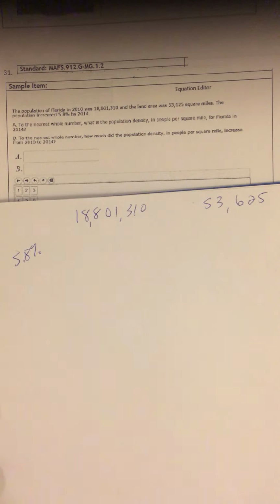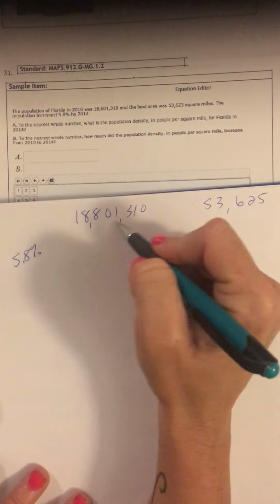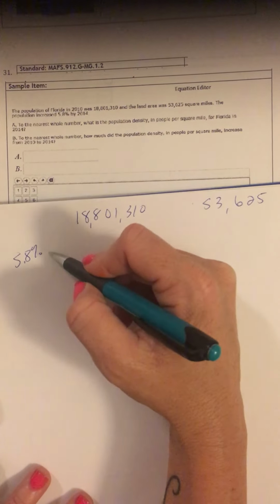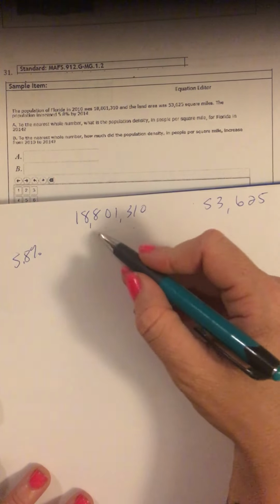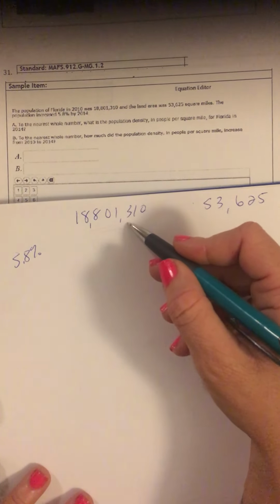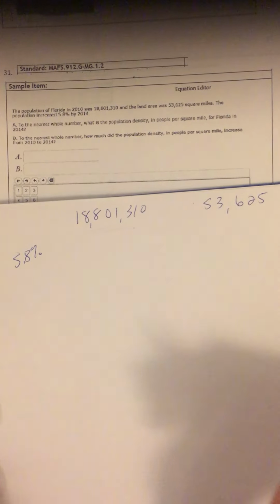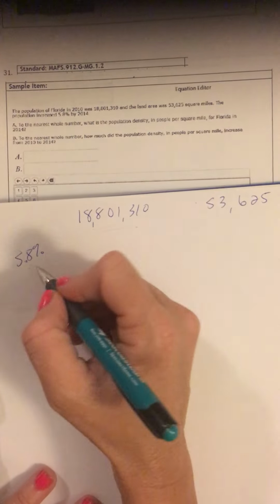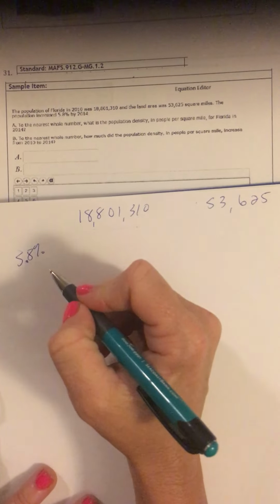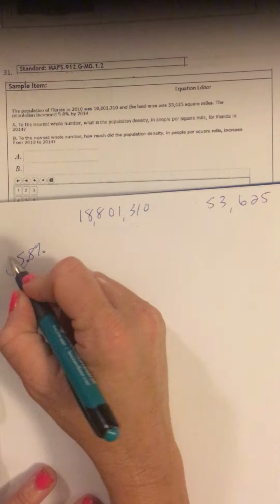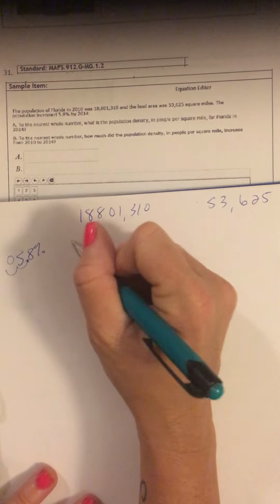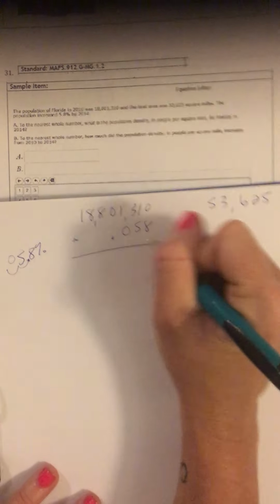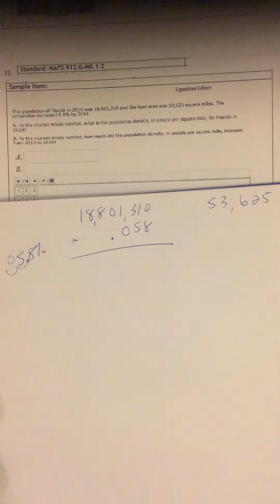All right, so what we first need to do, if we know this is the population in 2010, we know it had a 5.8% increase by 2014, so we need to figure out what 5.8% of that is and then add it to that number. So to do that, you are going to first convert this to a decimal. You take your decimal point and move it 2 places to the left. So we are going to take this number and multiply it by 0.058.